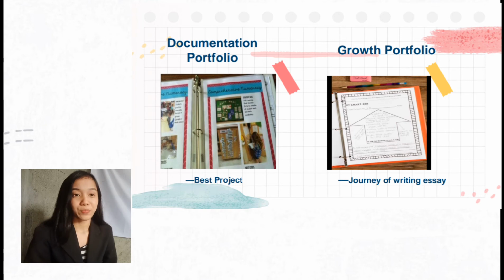Now, for us to better understand documentation portfolio and growth portfolio, I have here examples. Documentation portfolio: we could have the highest scored test or the highest graded paper of the student, or we could also include the best project that are collected by the student themselves. For the growth portfolio, we could have the journey of writing an essay that shows improvement of students, or show progress of how well the student can construct an essay from the start up to the end of the unit or course.